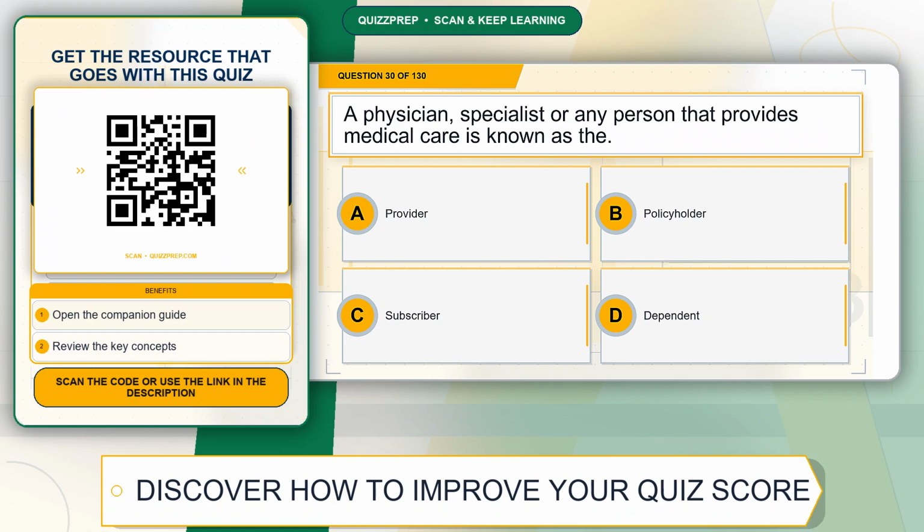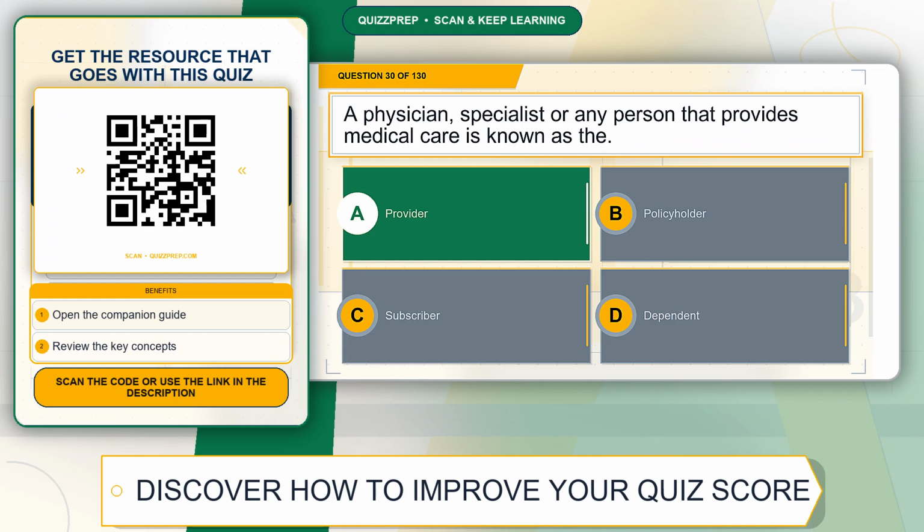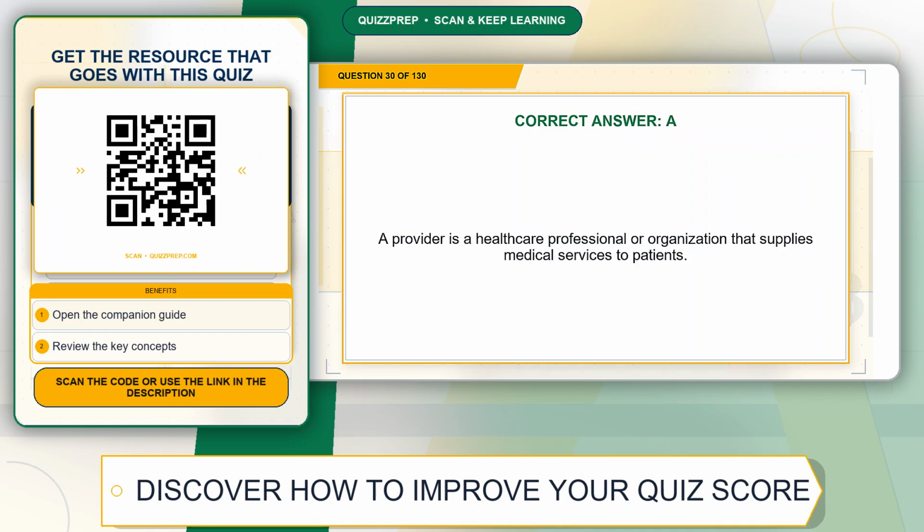Question 30. A physician, specialist or any person that provides medical care is known as the Option A, provider. Option B, policyholder. Option C, subscriber. Option D, dependent. The correct answer is option A, provider. Explanation. A provider is a healthcare professional or organization that supplies medical services to patients.